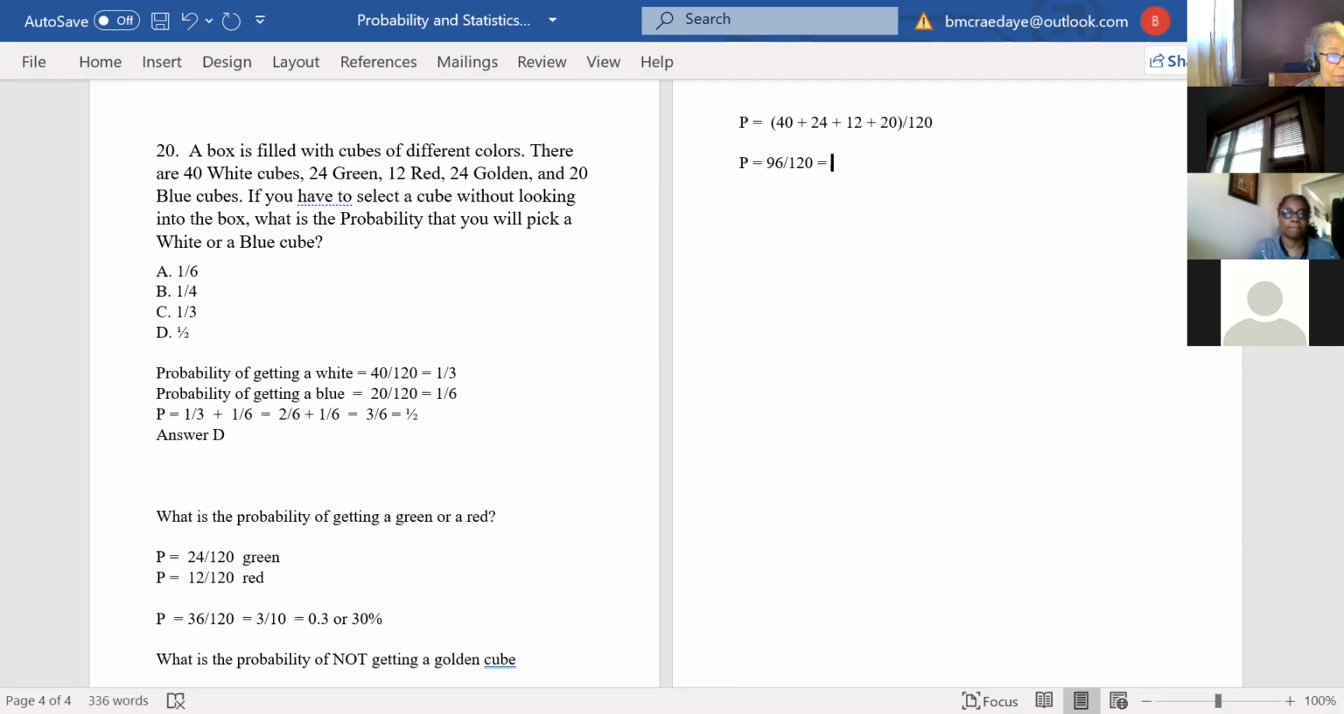What did you get? Your answer? Oh, me, Ms. Barbara? Yes. Okay, either 4/5 as a fraction, or in decimal, 0.8, or as a percent. Percent would just be 80%. So there's an 80% chance of not getting a golden cube. That would be the ones that are not golden, which are the white, the green, the red, and the blue. All right, good.